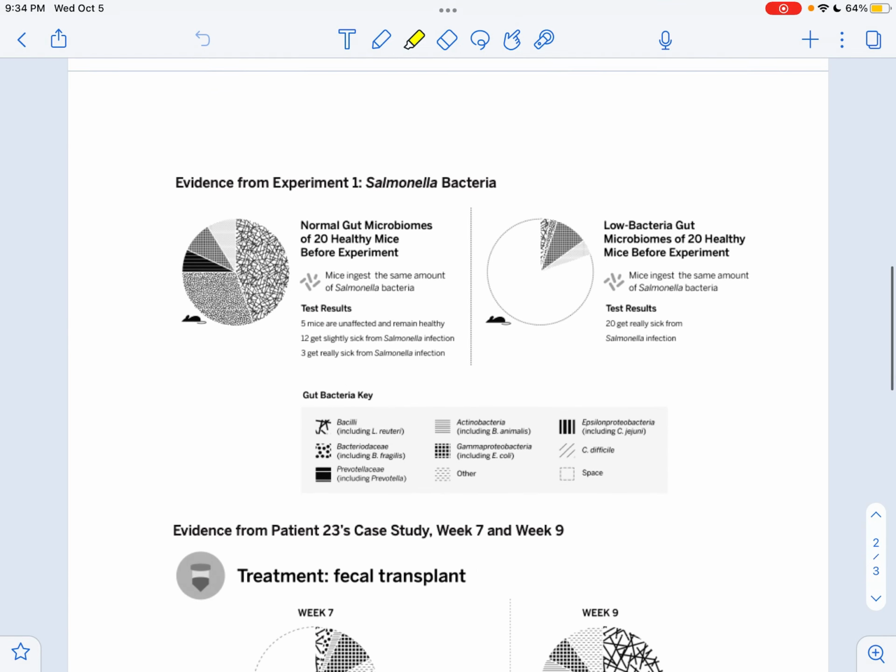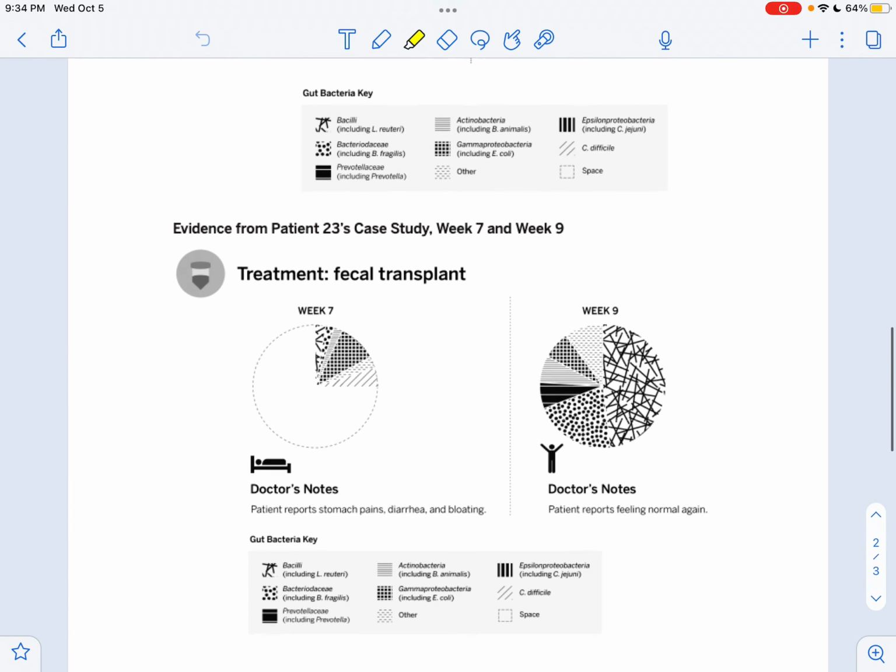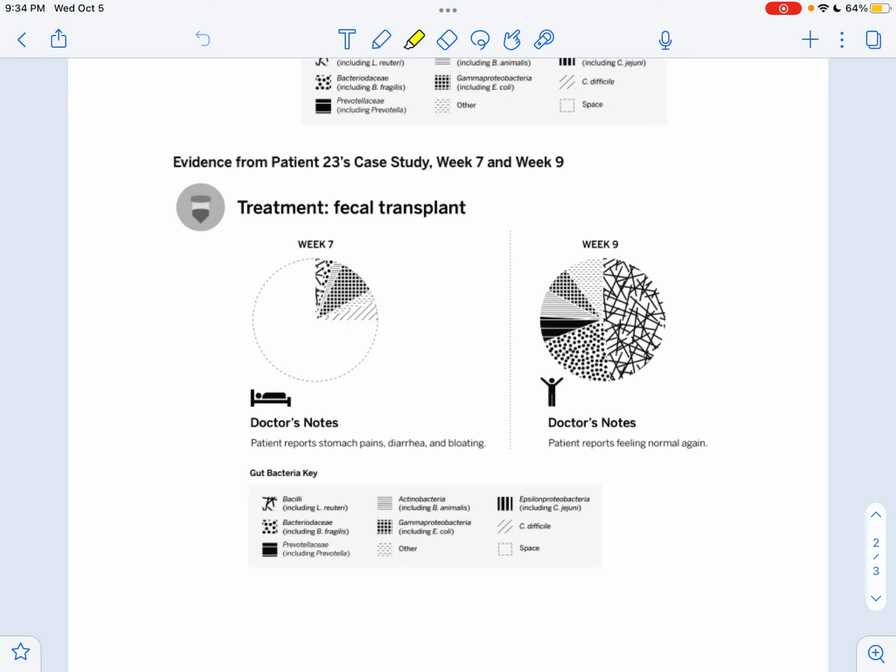On the back side of your reasoning tool, I've attached patient 23's case study and the graphs for week 7 and week 9, so that you can reference them as you're completing your reasoning tool. Here's an example of how you might write the statement, "This matters because," for our first piece of evidence.